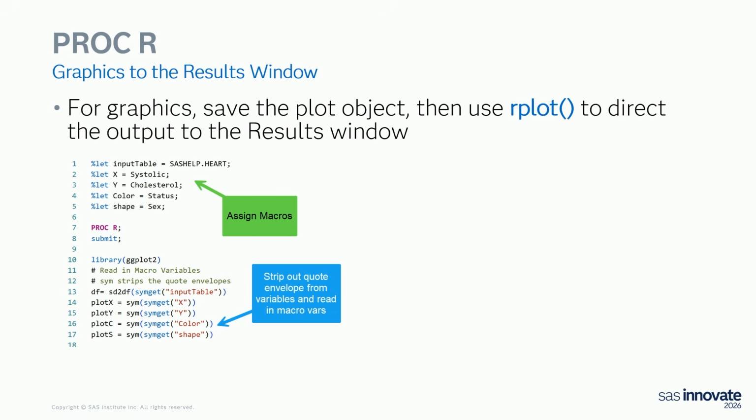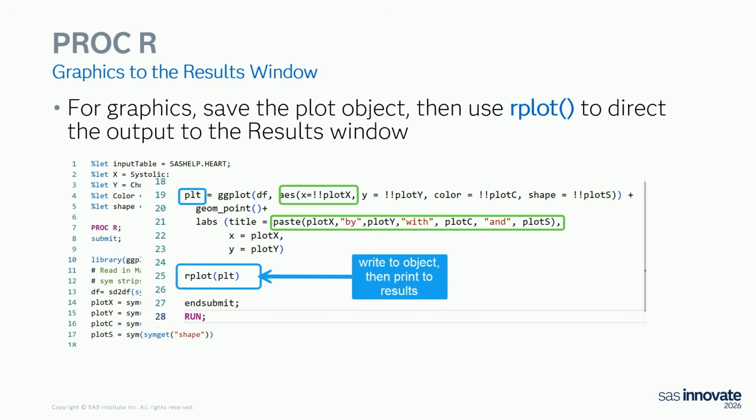I don't have to do this. You can do all this in one step, but it can get really confusing if you try to do this in one step. So I like putting them out here, so it's just easier for me to wrap my head around it when I do the rest of my R code. But now I have these 4 variables that are basically resolving the systolic, cholesterol status, and sex, and I've got the input table. So now I just do a ggplot.